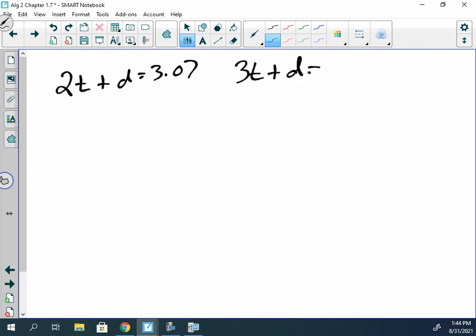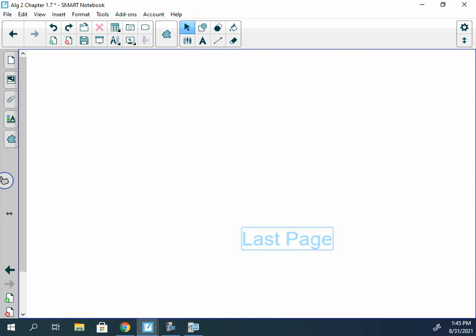Yeah, so you could use T or you could use T and D or X and Y. Either one works because we're just talking about 2 variables. And these here would be the 2 equations. So that's our 2 equations for the first one.